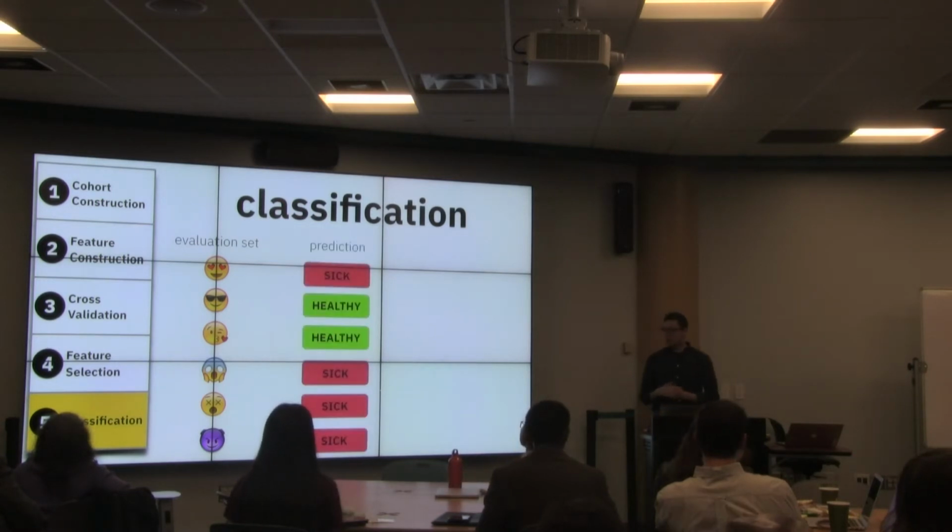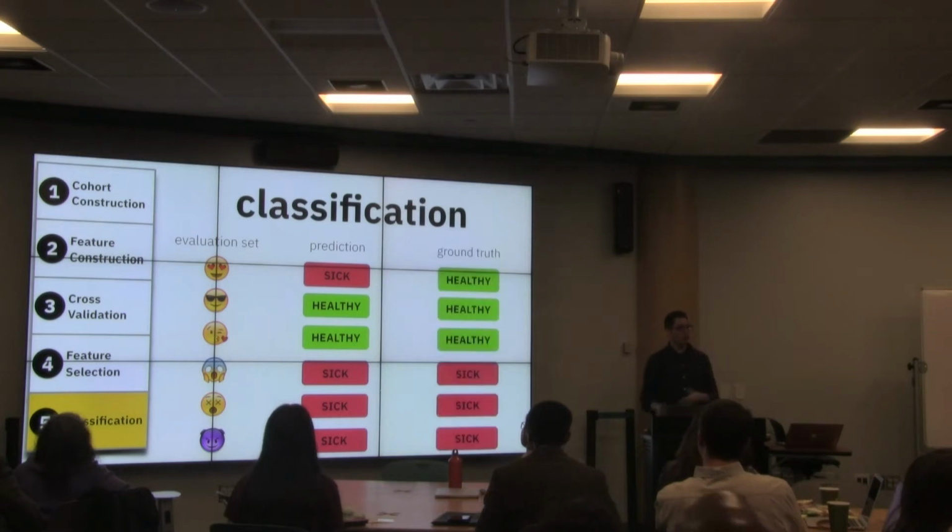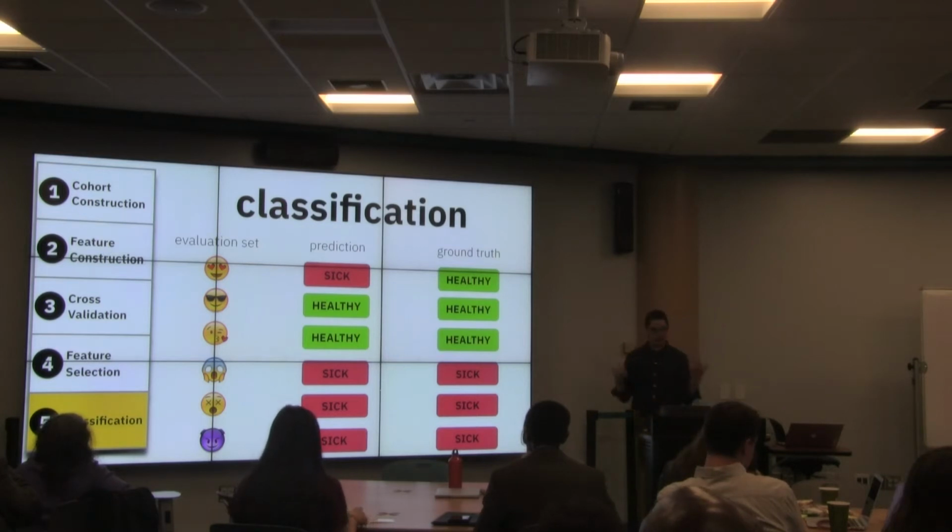We'll get our prediction label. And then if we're using retrospective data, we'll also have the ground truth. And then we'll see how often our algorithm was right versus wrong. And that will be our accuracy score. So that's a really quick 2-minute introduction to how predictive modeling works, essentially.